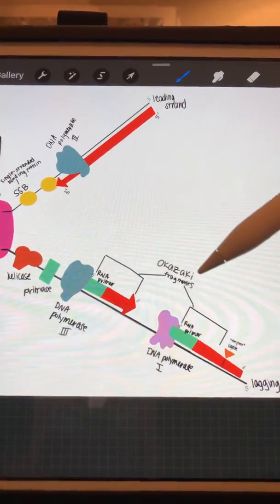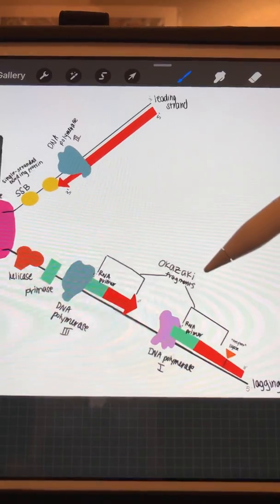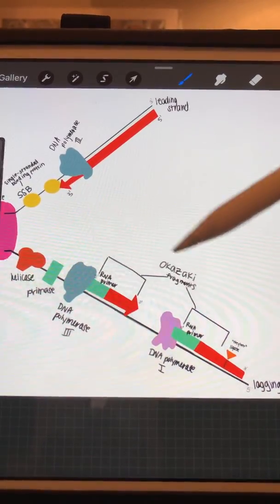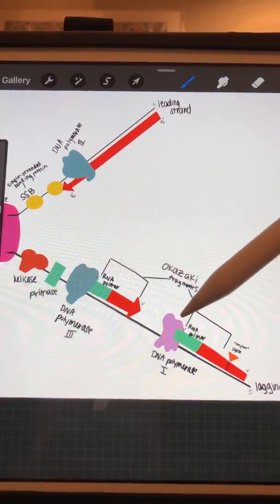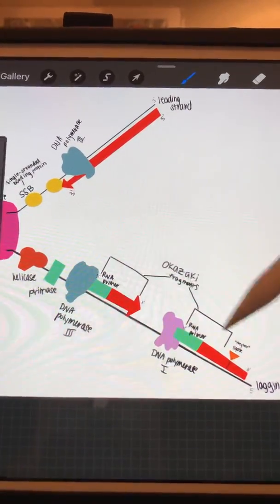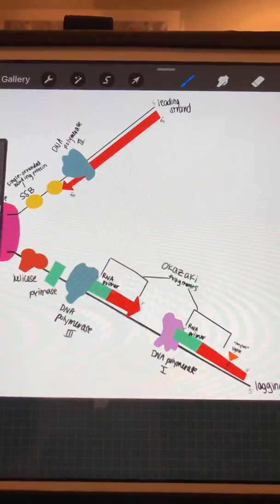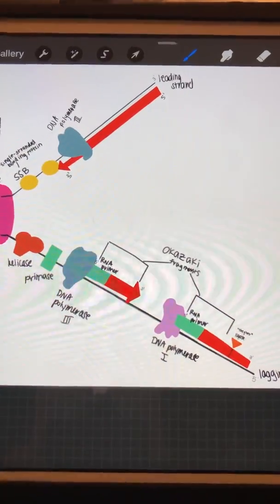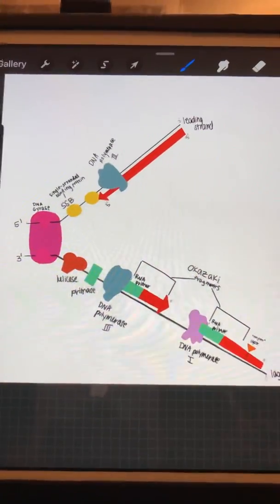And the main difference between DNA polymerase 1 and 3 is basically that this DNA polymerase is the one that's going to be the proofreader, and our number 3 is going to be the one that's basically picking up and going and making sure that these primers are turning into RNA. And that is all you need to know for our replication fork.